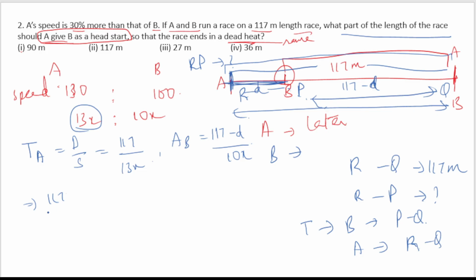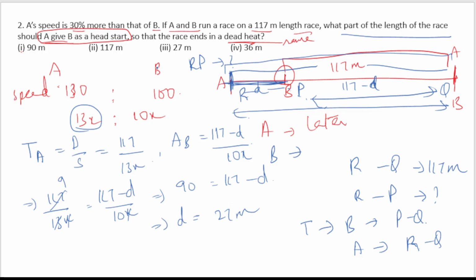It is 117 divided by 13x is equal to 117 minus D divided by 10x. Here x and x will be cancelled, and 13 into 9 is 117. We will simplify this. 90 is equal to 117 minus D. See, here x is not there. Now D is equal to 117 minus 90. It is 27. 27 meters.